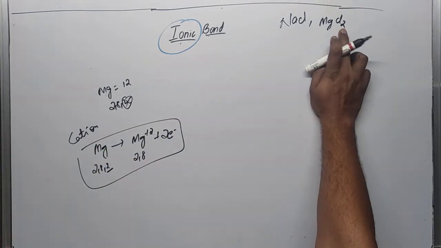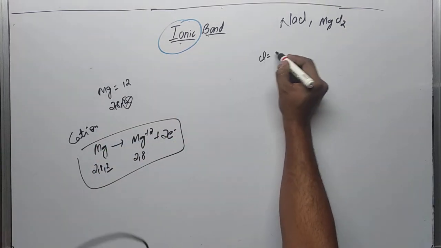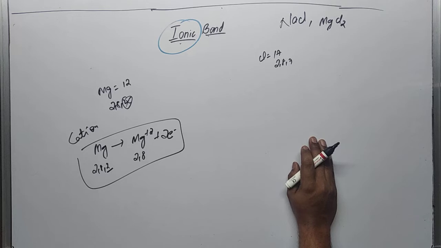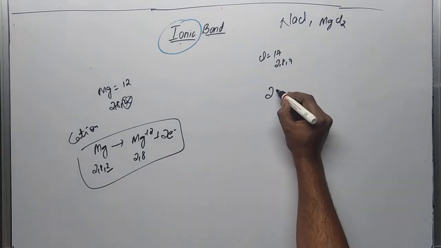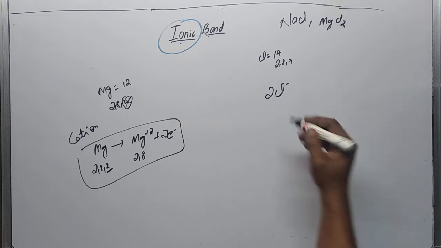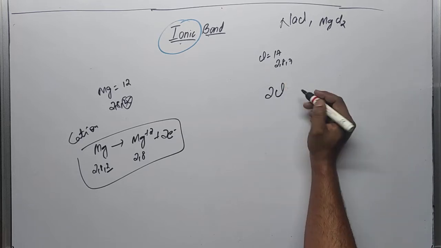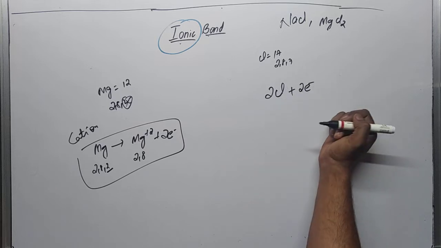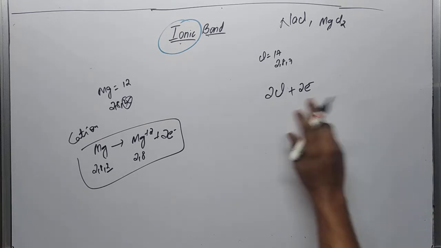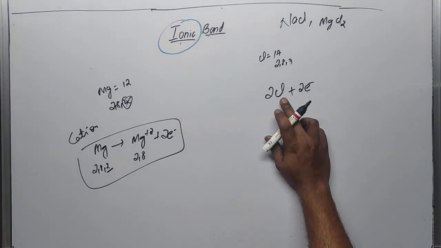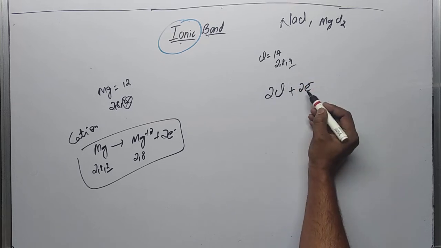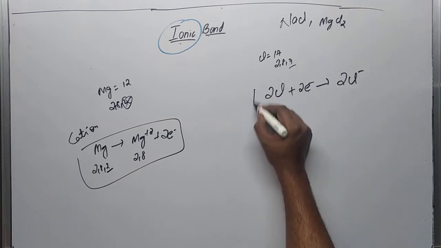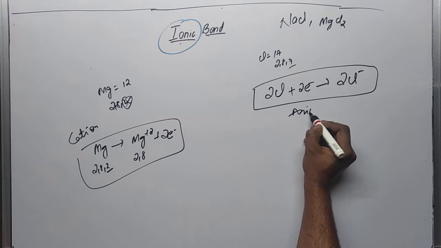Now the other part is chlorine. Chlorine, as I just told you, has atomic number 17, so it has 7 electrons in the last shell. Here we have 2 chlorines, and each chlorine needs 1 electron to become stable. So here we have 2 chlorines, so 2 electrons we need, and this will become 2Cl minus. Okay, so this is the formation of the anion.